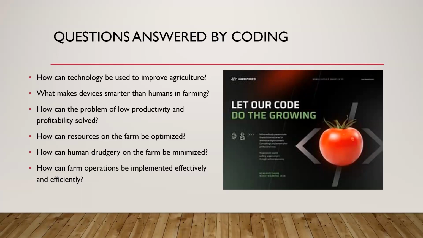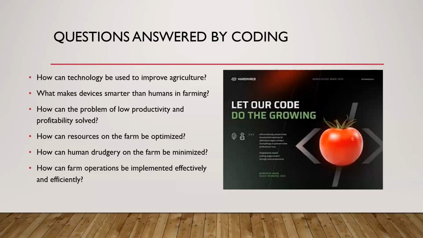What makes devices smarter than humans in farming? It is coding. Because as you know, if you have a farm manager, or you are yourself the farm manager, you will have so many husbandry practices that have to be managed and a lot of inputs, planning, and a lot of data analytics that are required. And so sometimes you may forget something or something may lapse through. But when you have a code or an algorithm and you are using that to manage, then that explains why technology is smarter than humans, because you've done thorough coding.